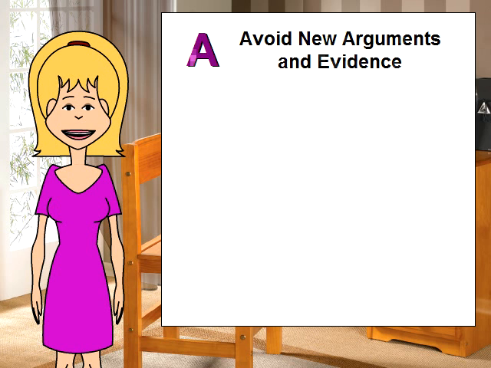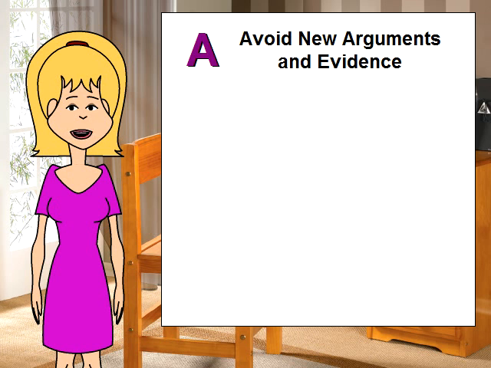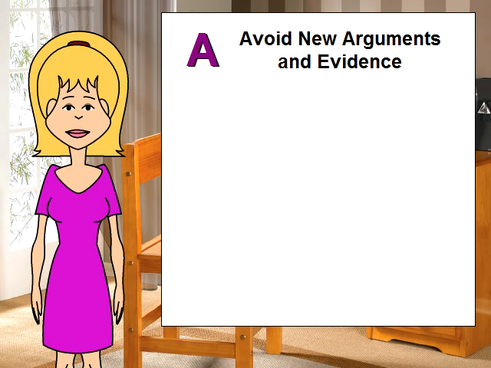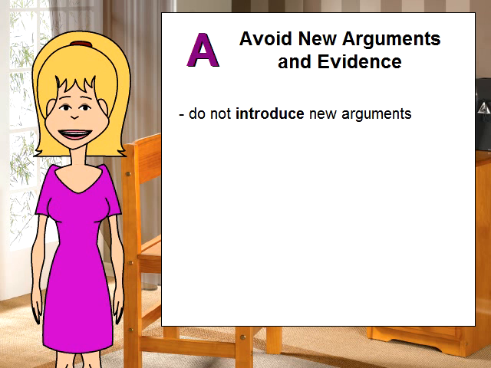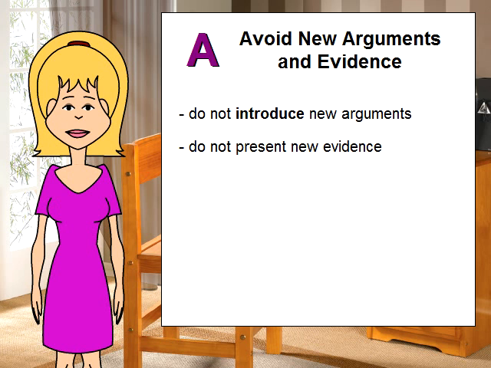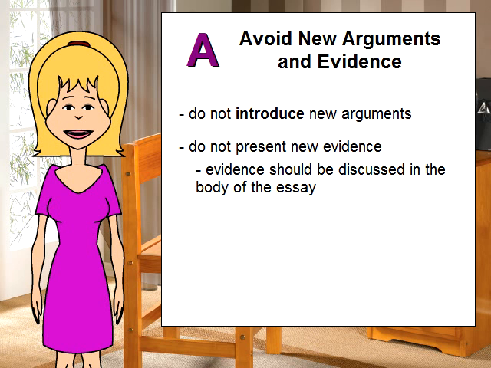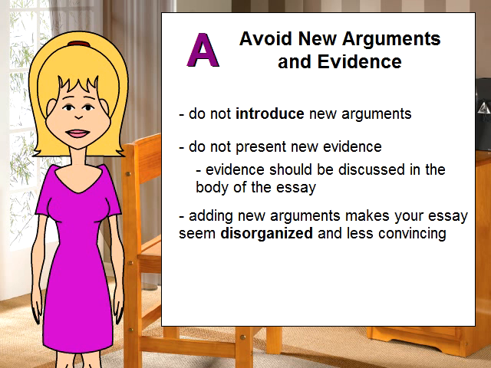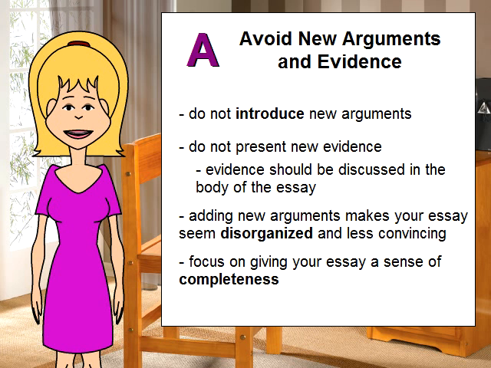The next strategy in the recap mnemonic is avoid presenting new arguments and evidence. If the goal is to show the reader that the essay is ending, the last thing you want to do is introduce a new argument, or try to squeeze in more evidence. Evidence should mainly be discussed in the body of the essay. If you try to add evidence to the conclusion, it will make your essay seem disorganized, which makes it less convincing for your reader. Instead, focus on giving your essay a sense of completeness by recapping your arguments from the body.